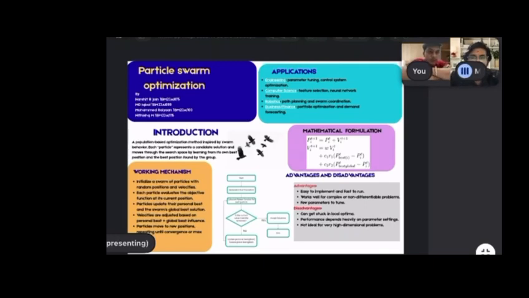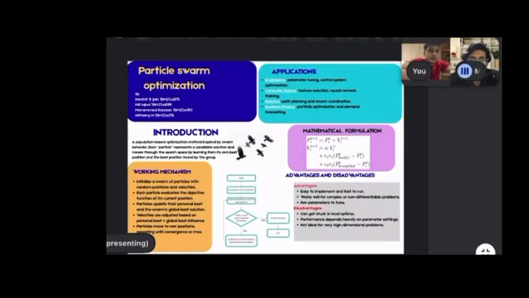PSO can be applied in many places. In engineering it can be used for parameter tuning in control systems and helps in mechanical and structural design problems. In computer science it helps in feature selection in machine learning, neural network training and hyperparameter optimization. In robotics, we have robot path planning and navigation. It helps robots to avoid obstacles efficiently. And in business, it helps with forecasting and decision making problems. It also works well with multivariable financial models.